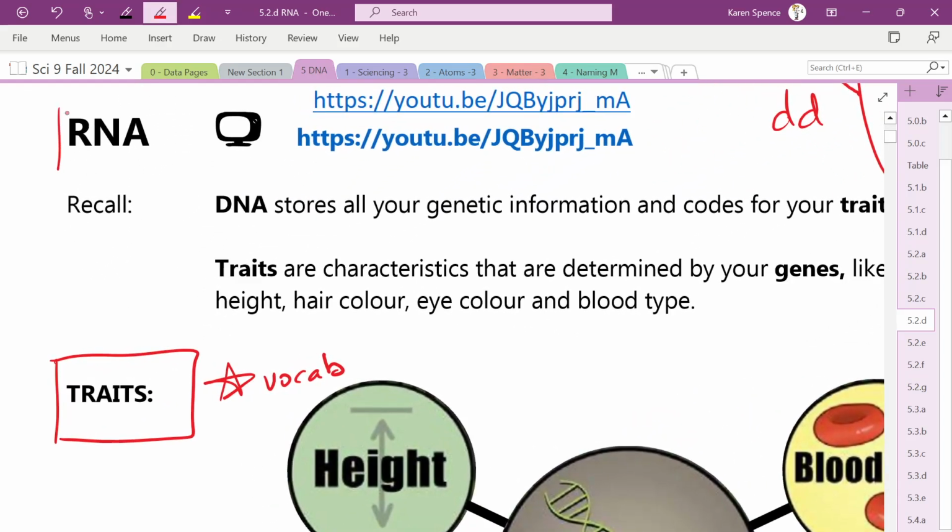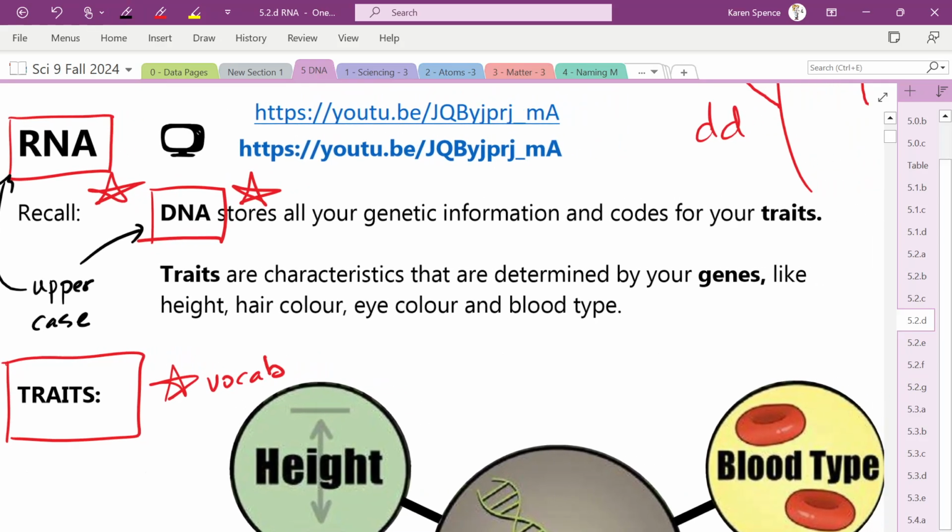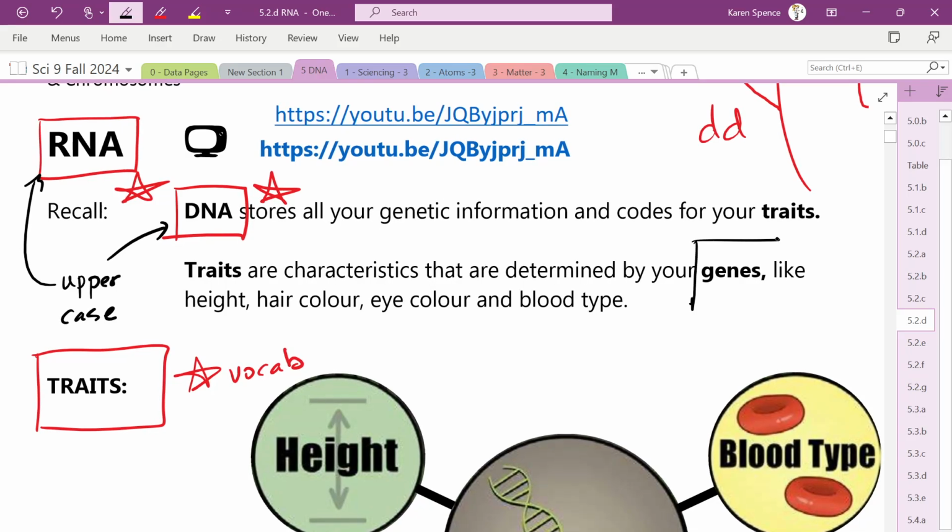Other vocab words, obviously, RNA, DNA. Something I should point out, many people are writing RNA and DNA in lowercase letters. They're always uppercase letters. I'm not quite sure why, but they should be uppercase. Tell your partner, what is a gene?